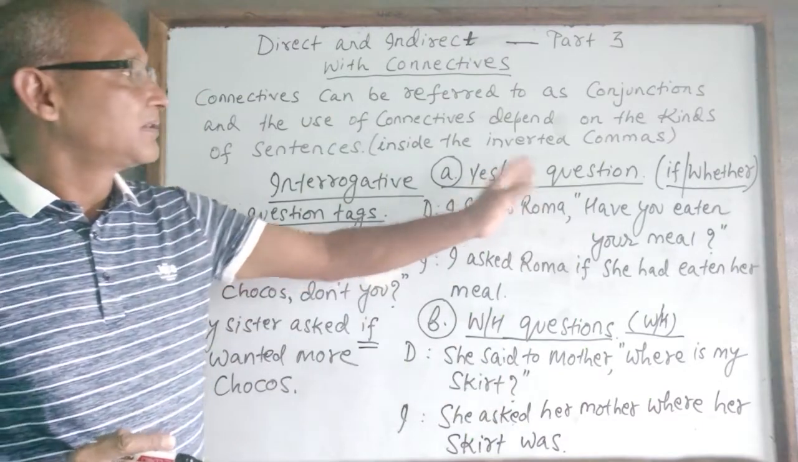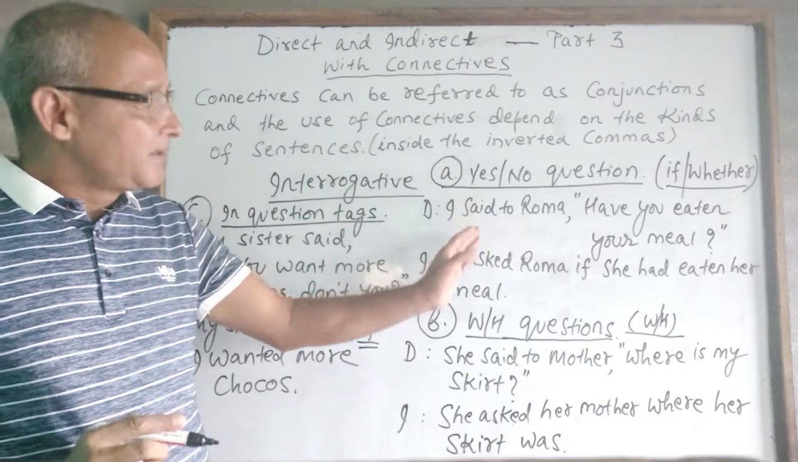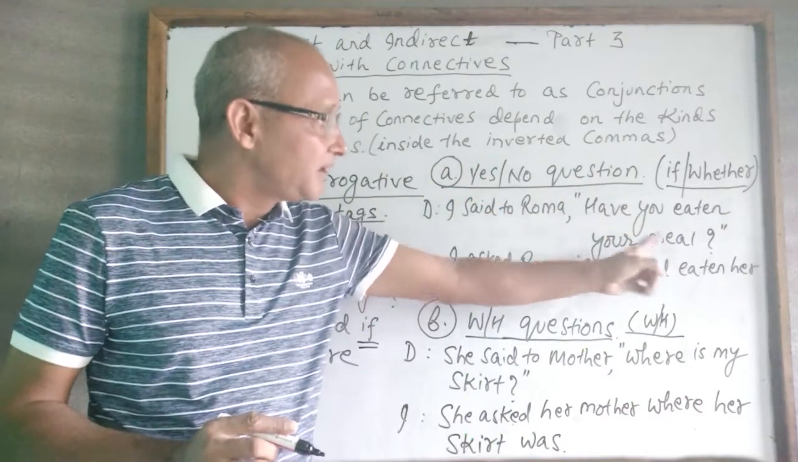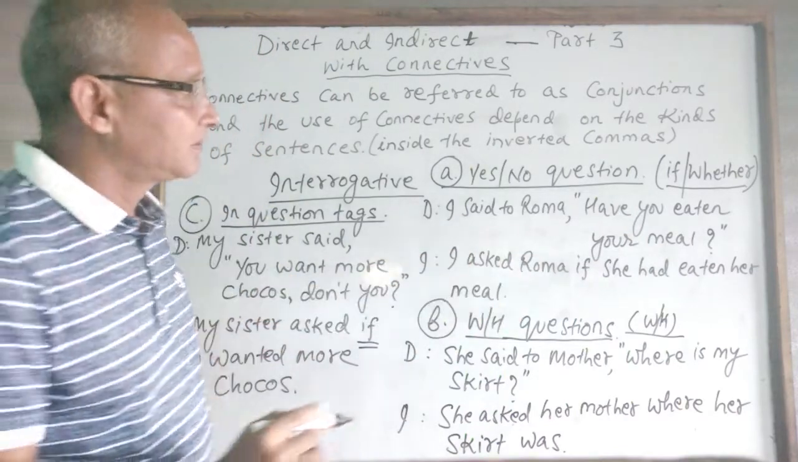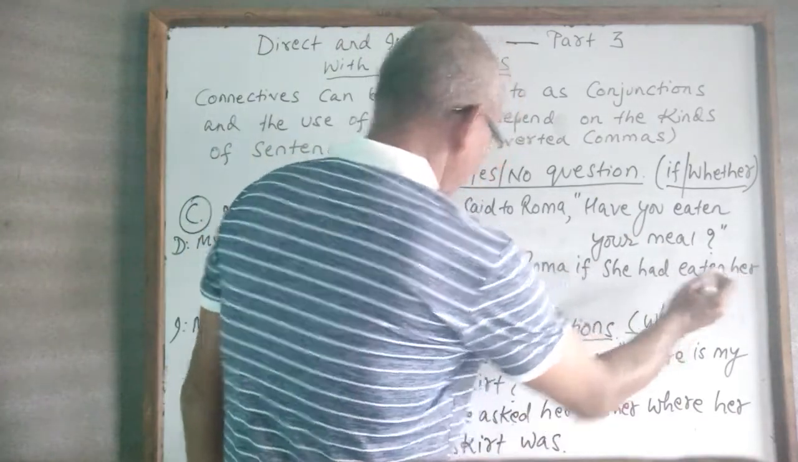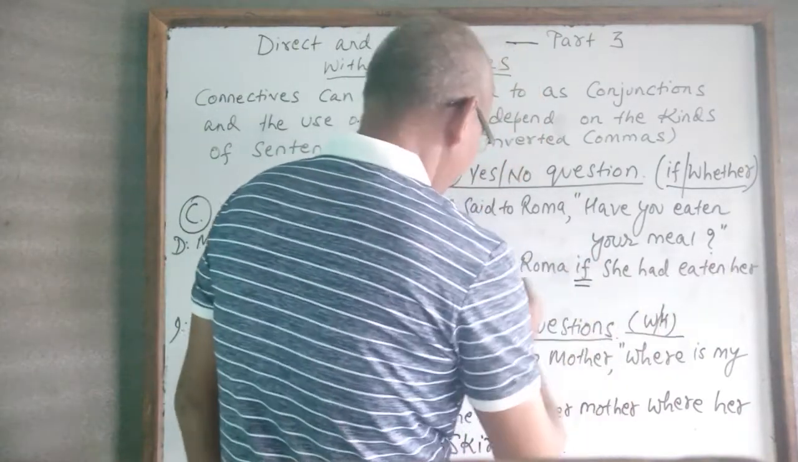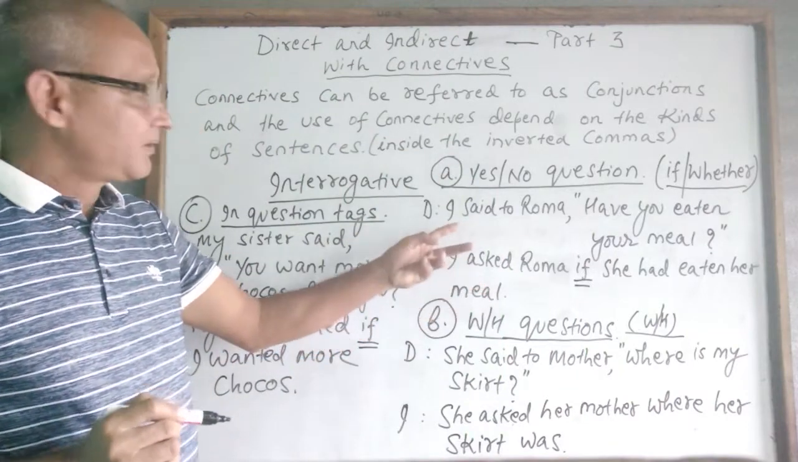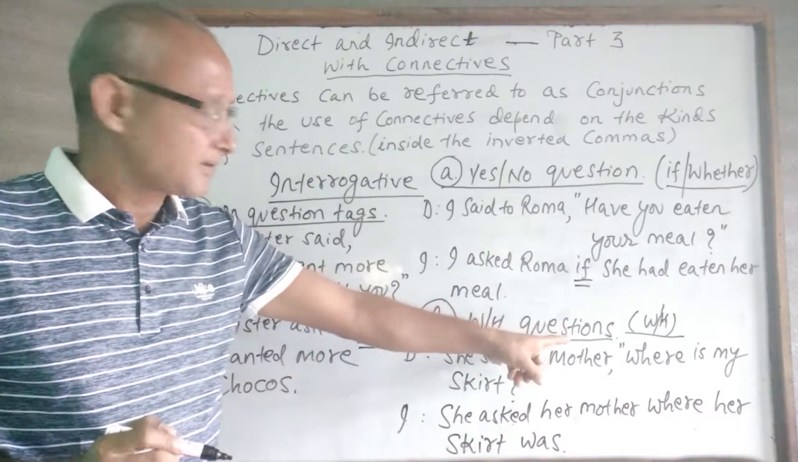Let's start with the yes/no question. I said to Roma, have you eaten your meal? I asked Roma whether she had eaten her meal, or if she had eaten her meal. This is how we change direct to indirect.